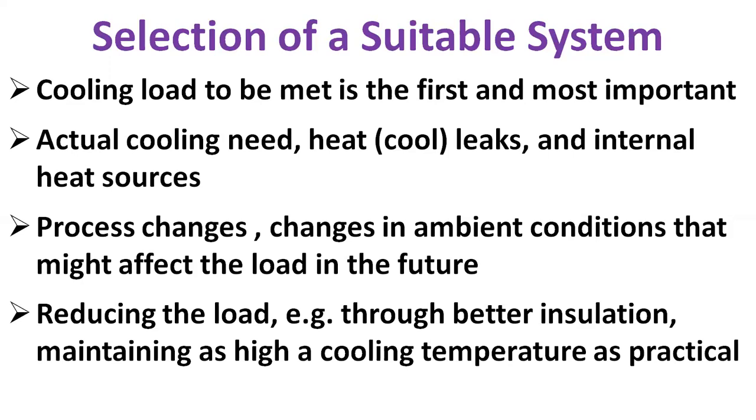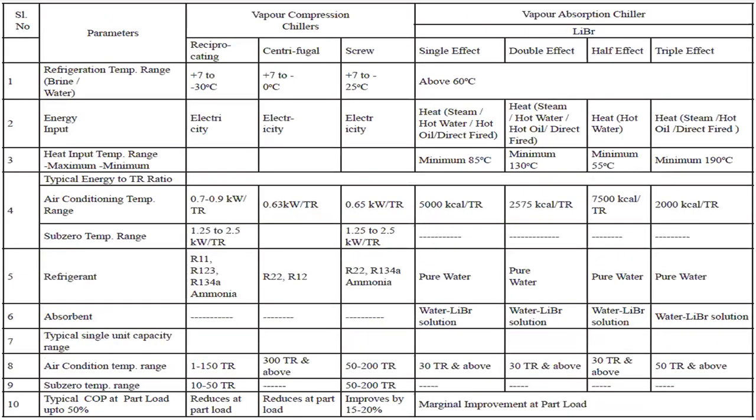With a quantitative understanding of the required temperatures and the maximum, minimum, and average expected cooling demands, the appropriate refrigeration system, whether single stage, multi-stage, or economized, is selected. Now, this table basically gives the different parameters for vapor compression chillers and vapor absorption chillers with lithium bromide. For reciprocating, this is the refrigeration temperature range.